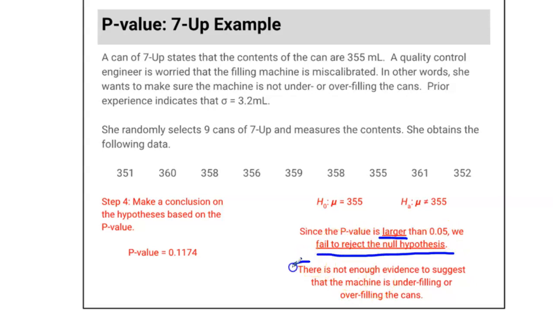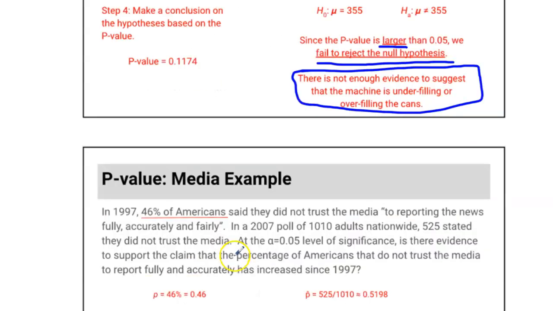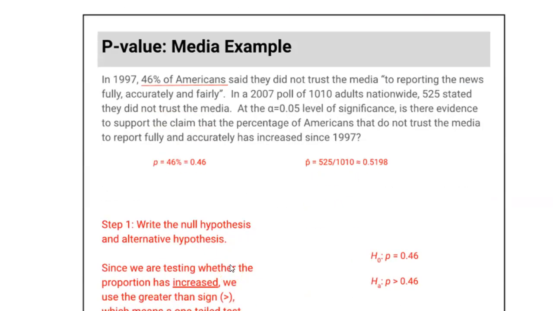So this is the sentence that you're supposed to write. There's not enough evidence to suggest that the machine is underfilling or overfilling cans. For now, we have enough evidence to say that we can't reject that null hypothesis. Let's take a look at one more example.